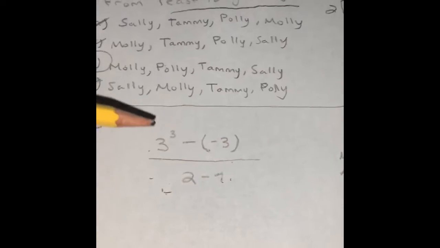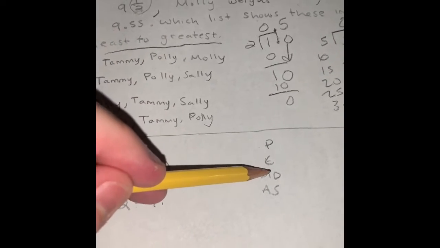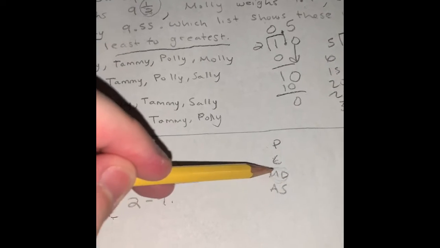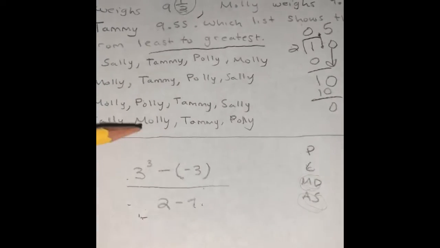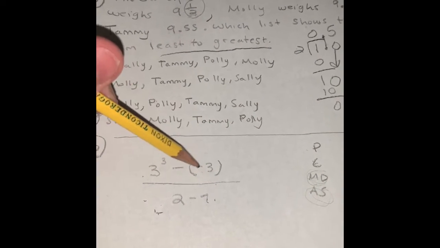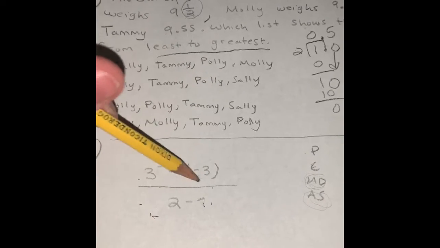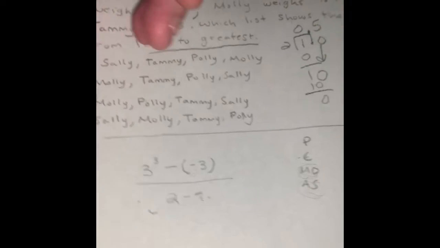So first thing we have to do is know our order of operations. Parentheses, exponent, multiplication and division are on the same level, and addition and subtraction are on the same level. So we're going to look it up here, and first we're going to look for parentheses. And I do have a parentheses right here, but there's nothing for me to do inside of it. So I'm going to go down to the next level, exponent.